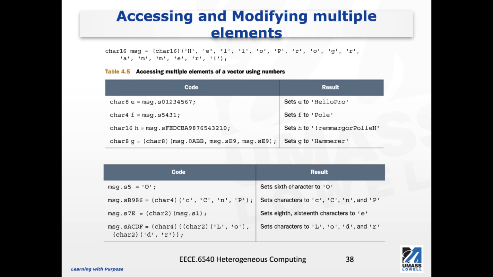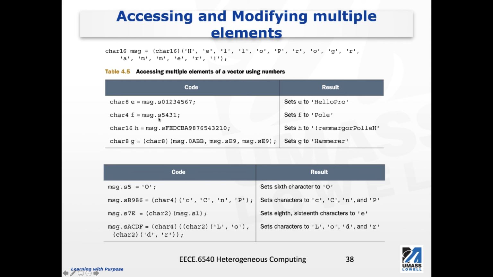We can access multiple elements using similar methods. In this example, we're using the same message vector that has been initialized. Then we can retrieve the first 8 elements from this vector by using msg.s01234567. In this way, we retrieve all the first 8 elements from this message vector and assign them to this variable E, which is declared as an 8-element vector of character type. So that sets E to "Hello Pro", the first 8 letters.